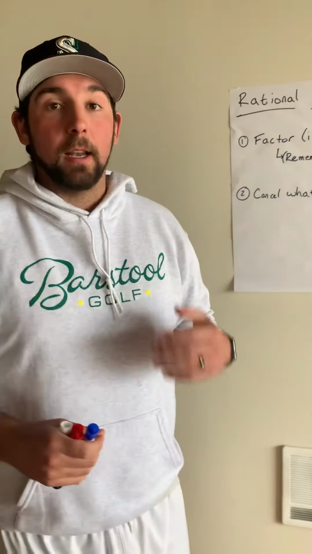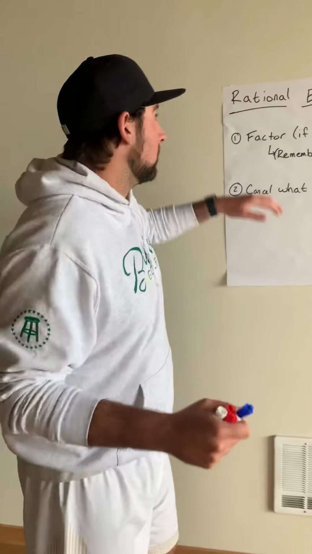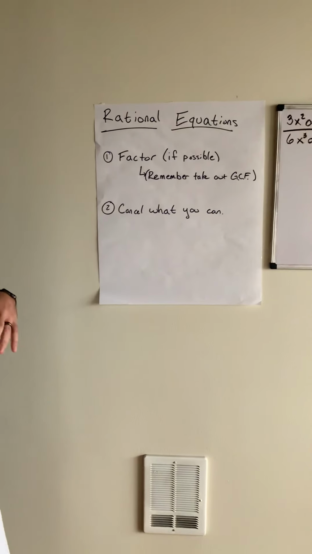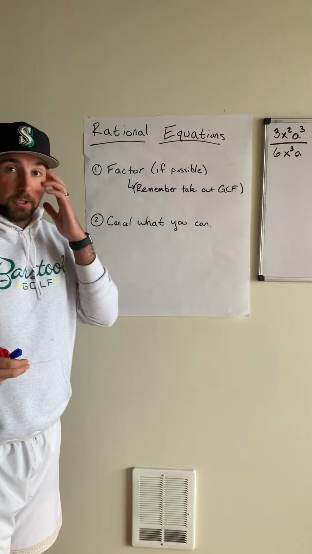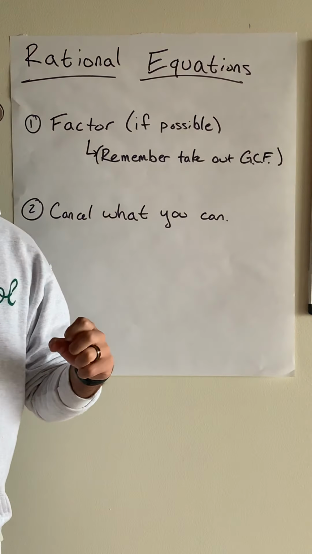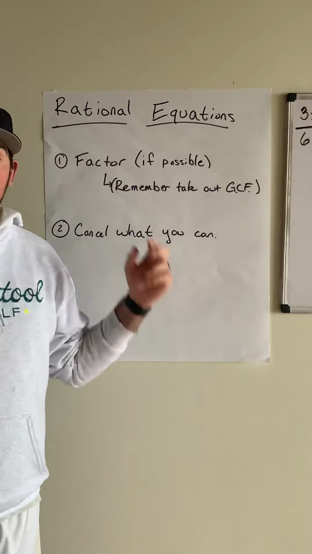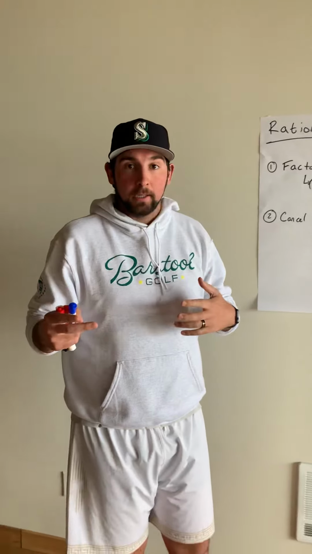Okay, so let's talk about the last unit that we're going to talk about, which is rational equations. And we call this rationalizing when we do this with equations. So with rational equations, then we want to rationalize them. Rationalize is the verb, rational equations is the noun. These are the type of equations we're going to rationalize.